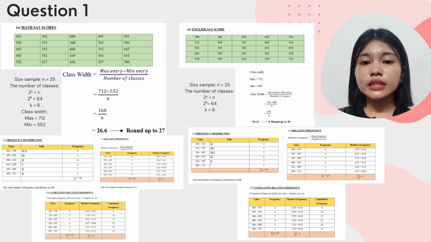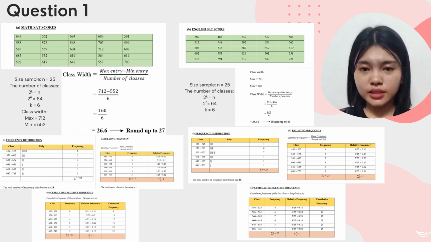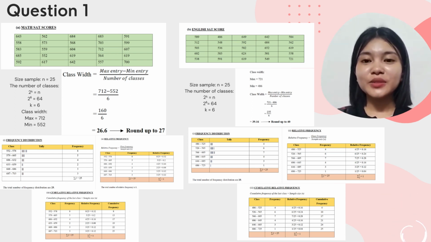The second is English SAT score. I do the same things as Maths score. We determine the number of classes for English SAT score is 6. So the class width is 721 minus 486 divided by 6 equals 39.60, and we round up to 40.